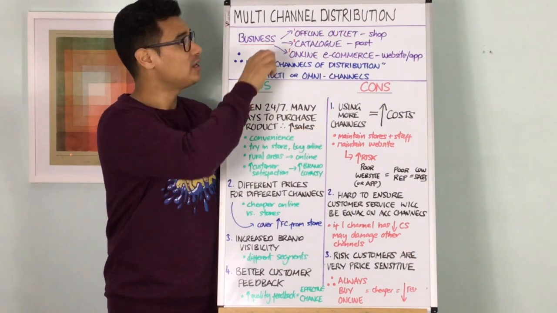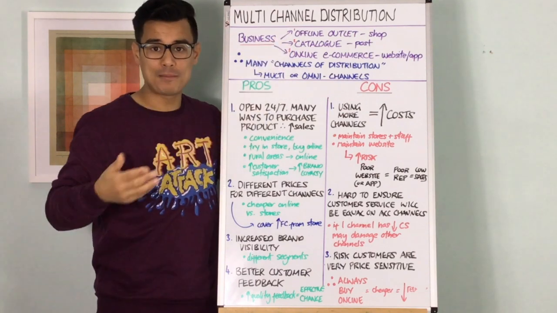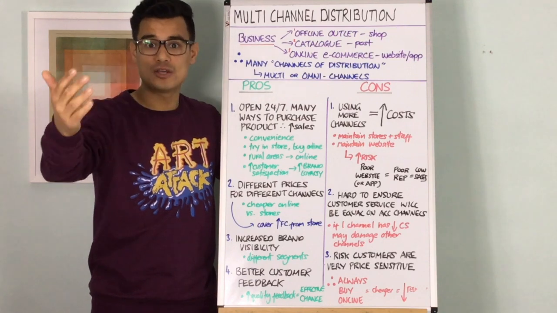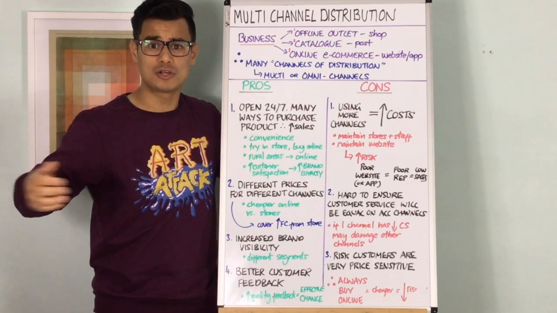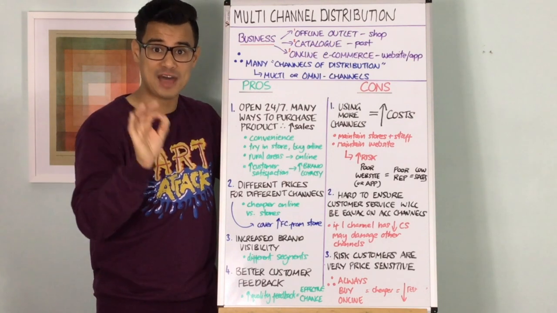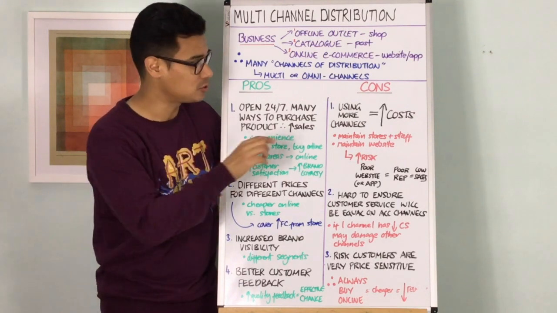For example, if you've got a shop, well, you've got to maintain that. You need staff to be there. They need to keep the windows, the shop looking exactly how it needs to look. You might need to train these staff. So many extra costs are involved with that particular channel of distribution.